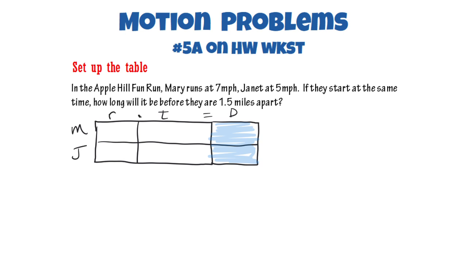All right, this time it looks like the easy part is Mary runs 7 miles per hour, Janet runs 5 miles per hour. Those are the rates for the two of them. So let's go ahead and fill that in.